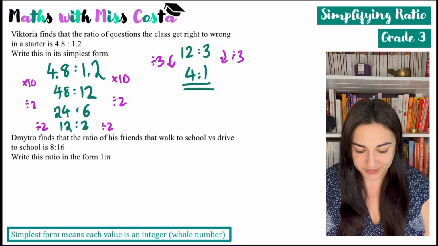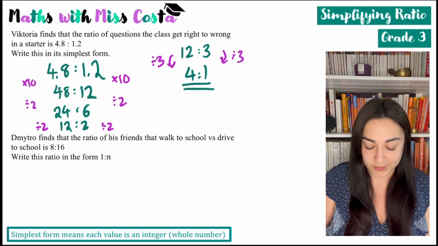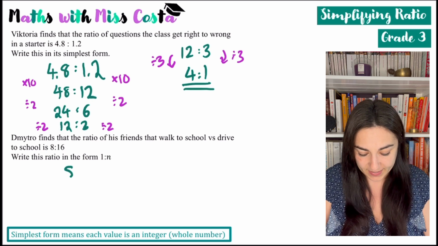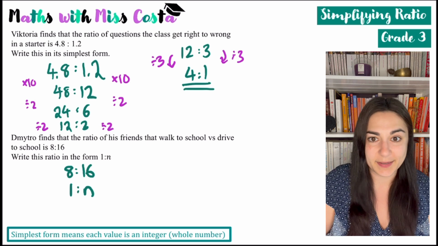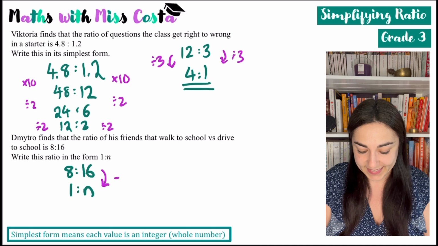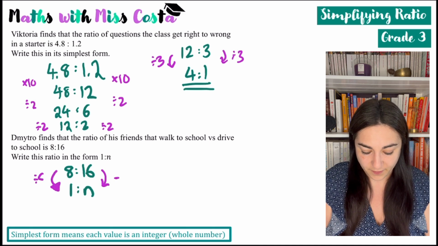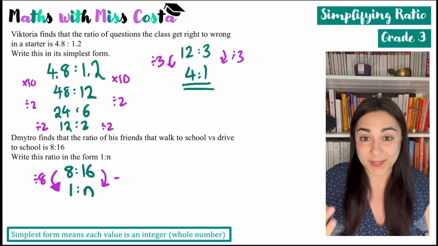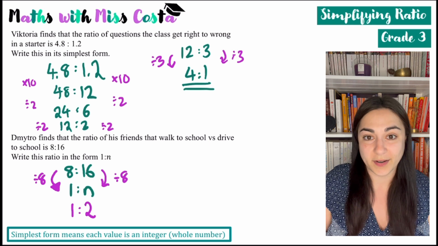Now in the next question, I'm told that Dimitri finds that the ratio of his friends that walk to school versus drive to school is 8 to 16. And I want to write this in the ratio 1 to n. Okay, so this isn't in its simplest form, it's 1 to n, which means you think, okay, how do I get from 8 to 1? Well, I divide by 8. So I'm going to have to do exactly the same thing to the other side. So 16 divided by 8 is 2. So then you're left with the ratio 1 to 2.